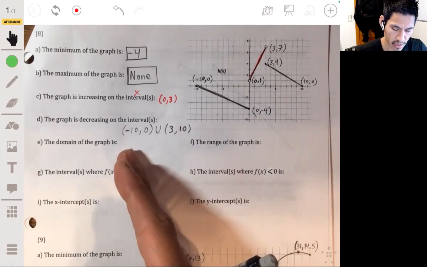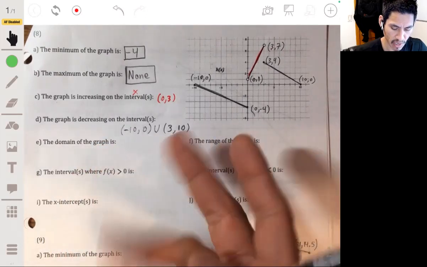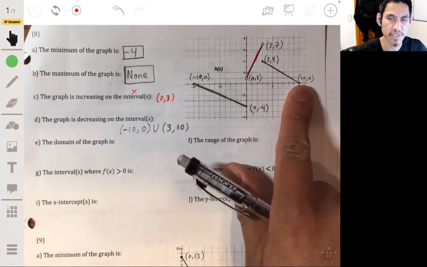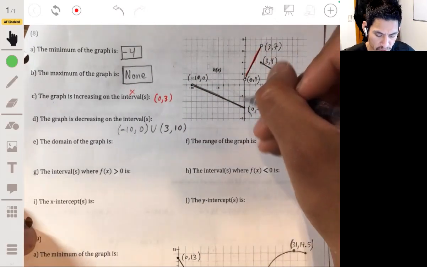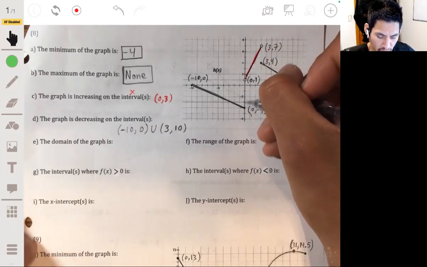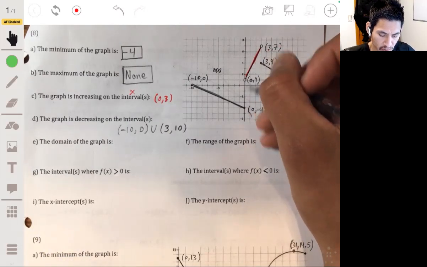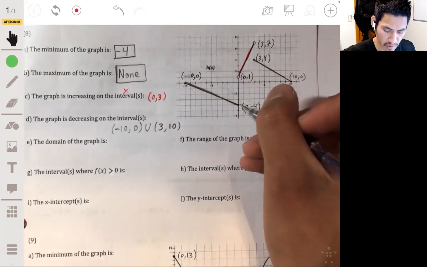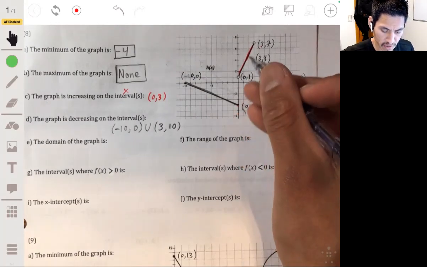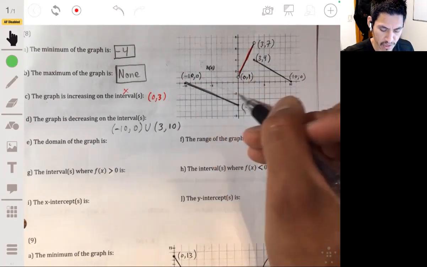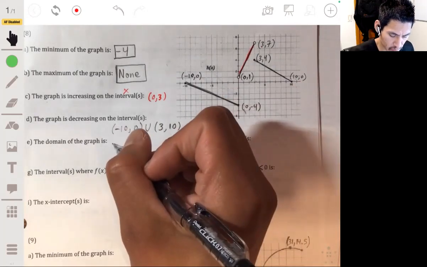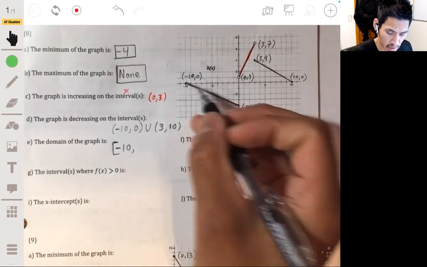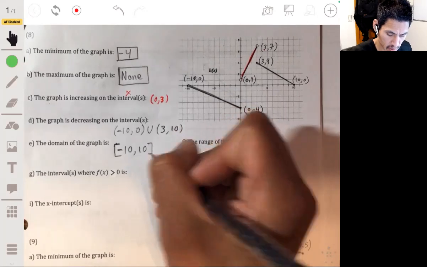The domain: all the x values on the graph, from -10 up to 10. Now here's the thing, you're like, well, aren't you skipping? You have a broken up graph. We have what's called a piecewise graph, but you're not actually skipping any x values between -10 and 10 because you're including 0, you're including the points after 0, you're including 3. It's just broken up. So you can just write your domain as -10 in brackets, comma 10 in brackets.